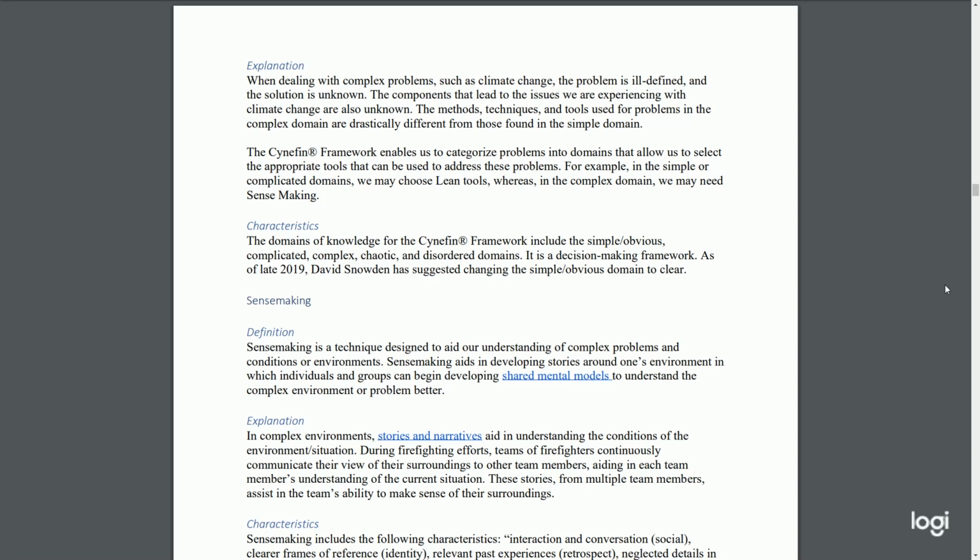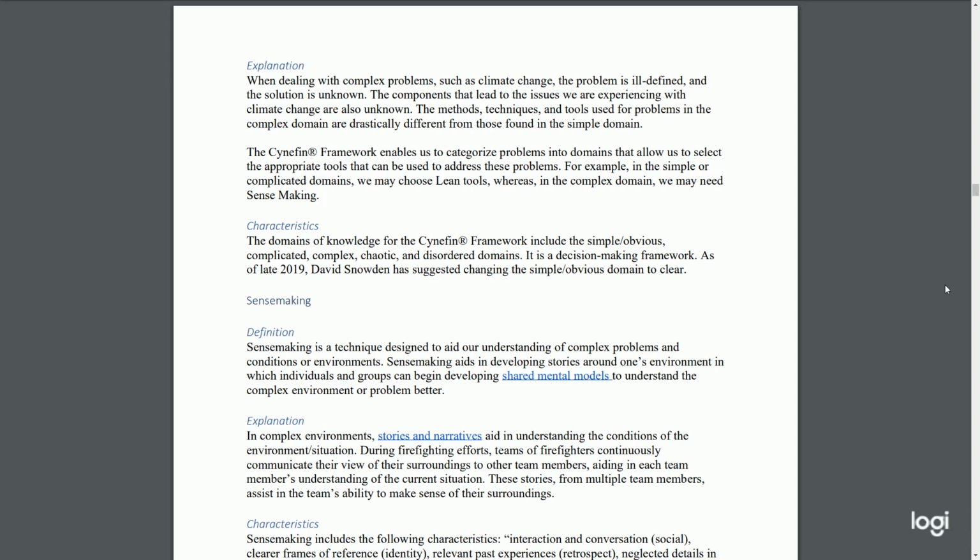Sense-making. Definition. Sense-making is a technique designed to aid our understanding of complex problems and conditions or environments. Sense-making aids in developing stories around one's environment in which individuals and groups can begin developing shared mental models to understand the complex environment or problem better.